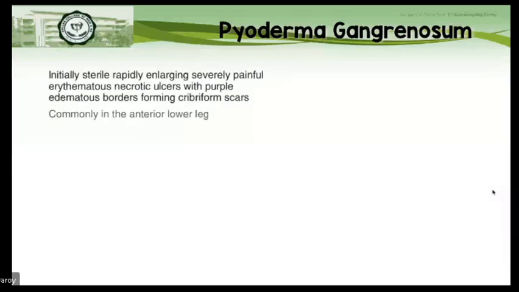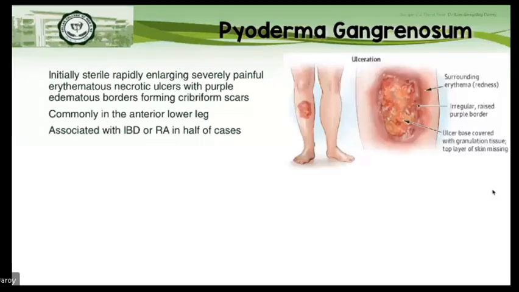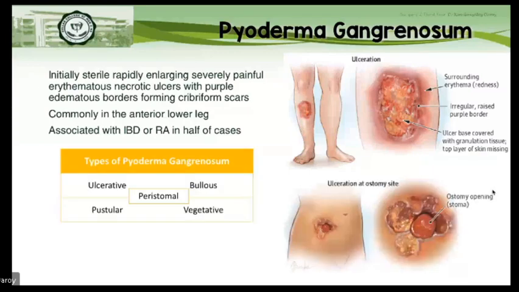Pyoderma gangrenosum is characterized by the development of initially sterile, rapidly enlarging, severely painful, erythematous necrotic ulcers with purple edematous borders forming cribriform scars. They most commonly affect the legs, but lesions can occur anywhere. This disease usually has an underlying inflammatory disorder such as IBD or rheumatoid arthritis. Diagnosis of this condition is based on history and clinical findings. After the exclusion of infectious etiologies, you must not biopsy this lesion.